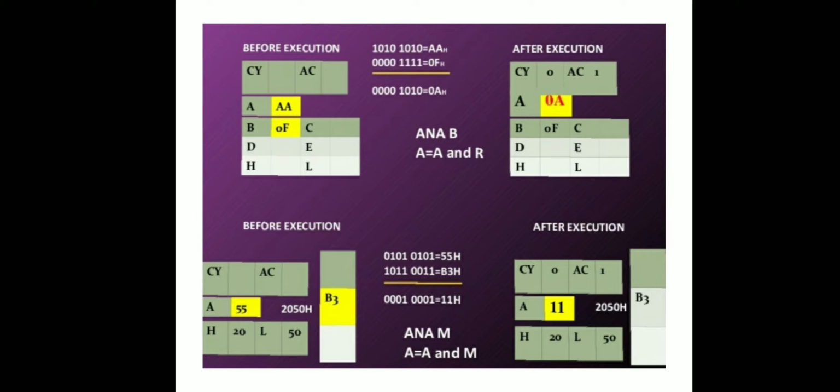Now, logically AND with memory. Here the location of memory is specified by the content of the HL pair register. After execution of this instruction, the content of the accumulator is changed according to the content of the accumulator and the content of memory, and the flag is modified according to the status of the result in the accumulator.